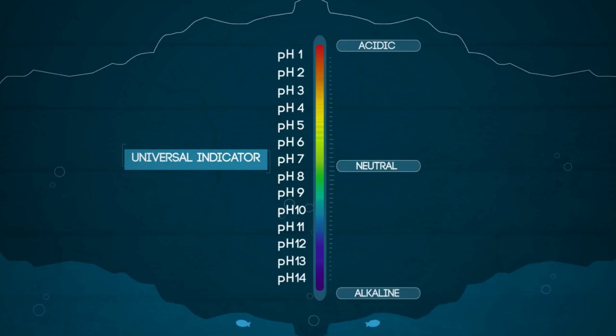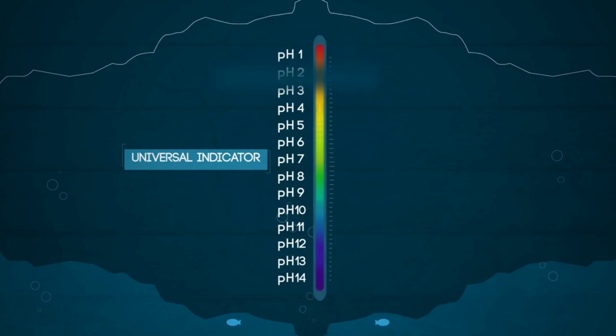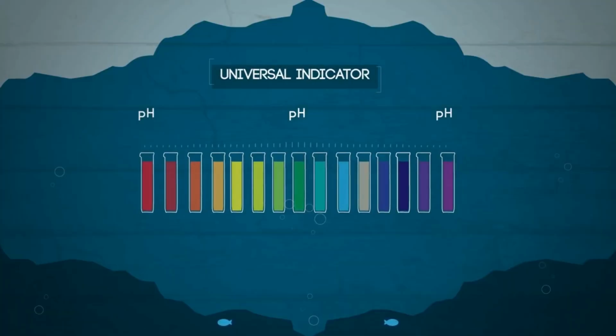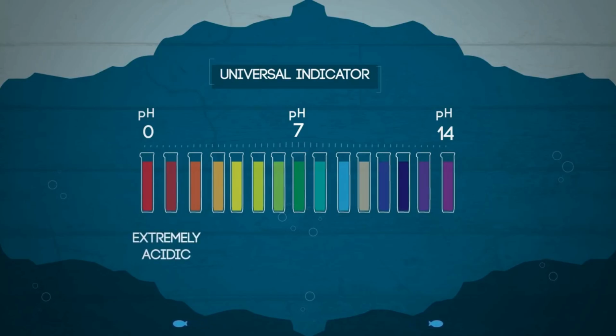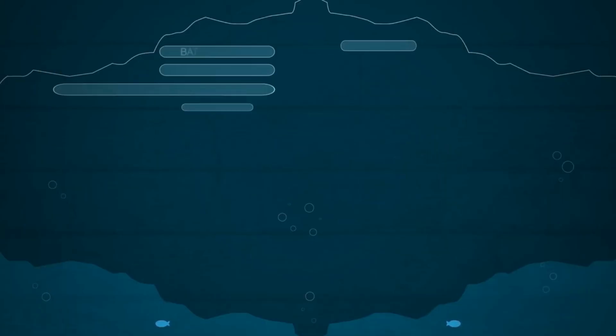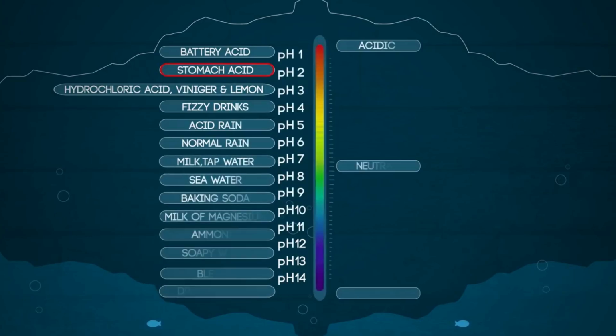Universal indicator is a mixture of different indicators, or dyes, which has many different color changes, and so shows us the pH value of the solution. Again, it can be used as a liquid or a paper. The pH runs from 0 to 14, with 0 being extremely acidic, 7 being neutral, and 14 being extremely alkaline. Stomach acid is a strong acid with pH of about 2. Acid rain has a pH of about 5.5. Milk is neutral with a pH of 7.